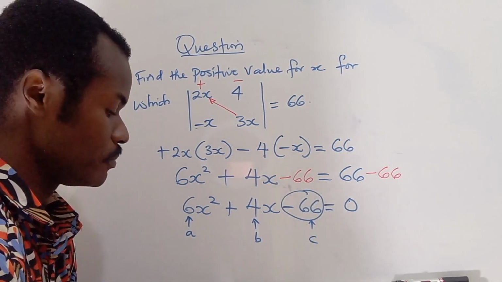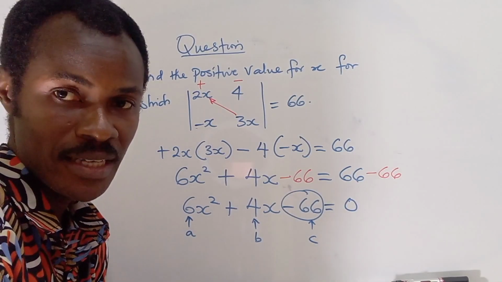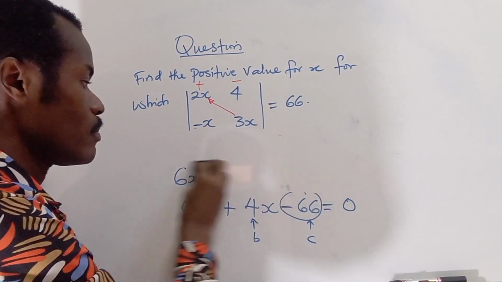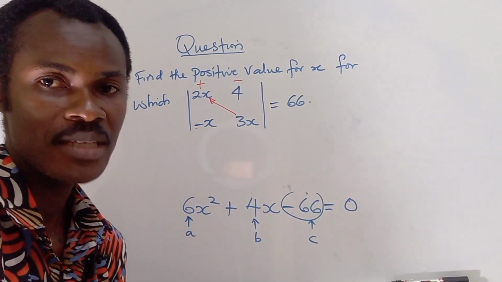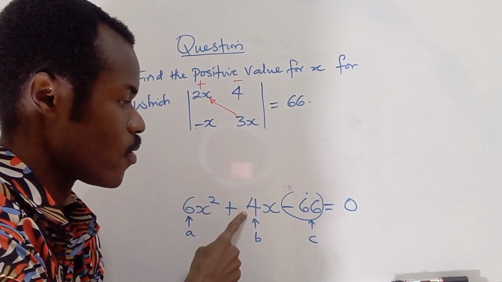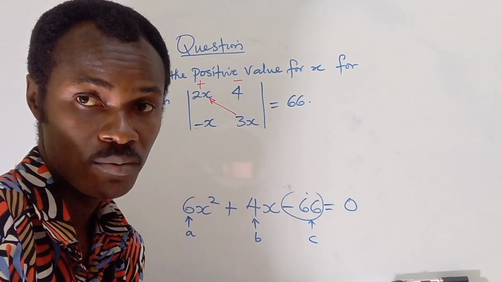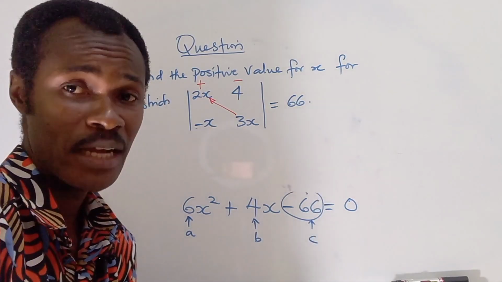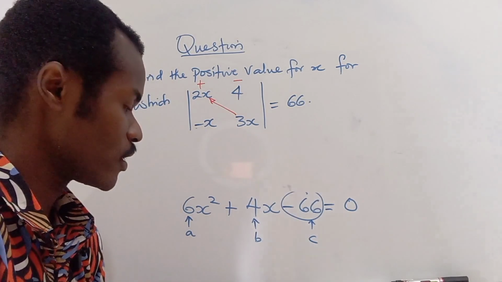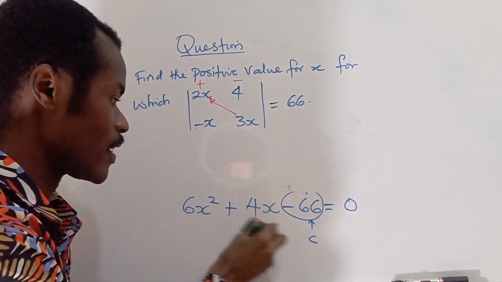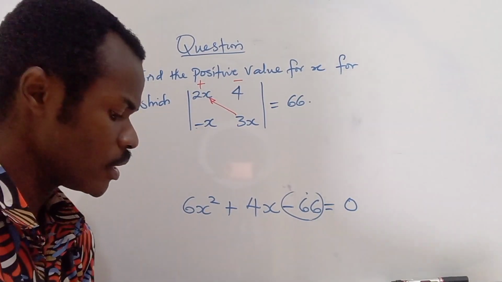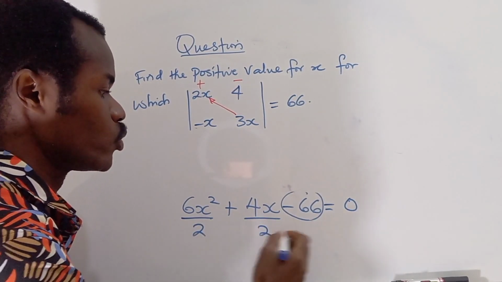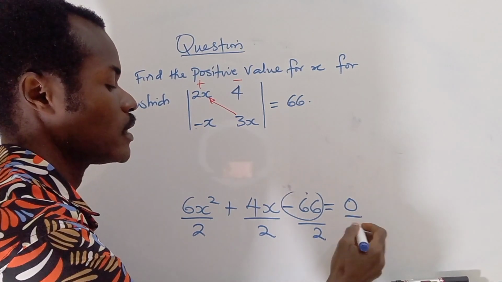But if you look, the numbers are so large and something is common. What is common between all the numbers? We can observe 6, 4, and 66. They are all divisible by 2. So we are going to divide all of these by 2. Let's take that step first, before we get our values of A, B, and C. So all I'm going to do is divide this by 2, divide it by 2, divide it by 2, and divide it by 2.